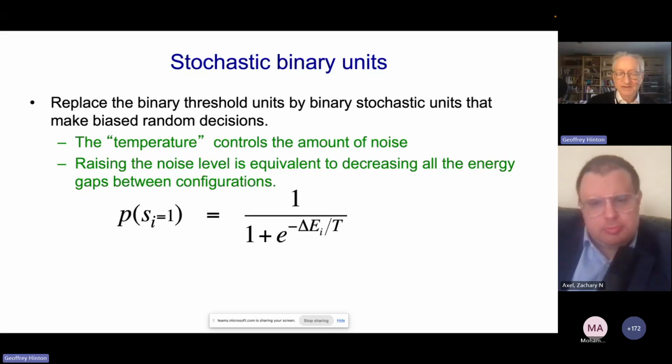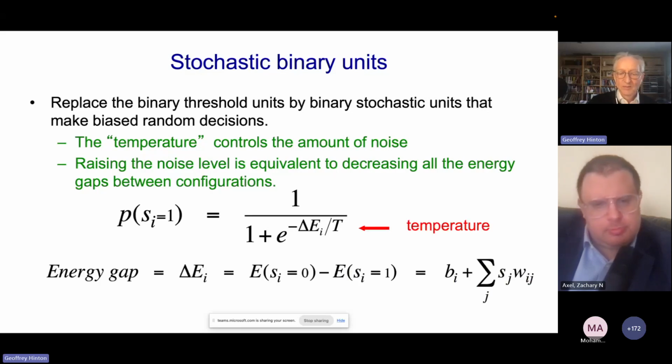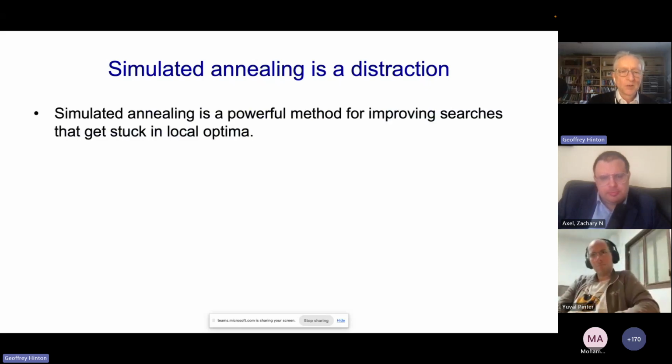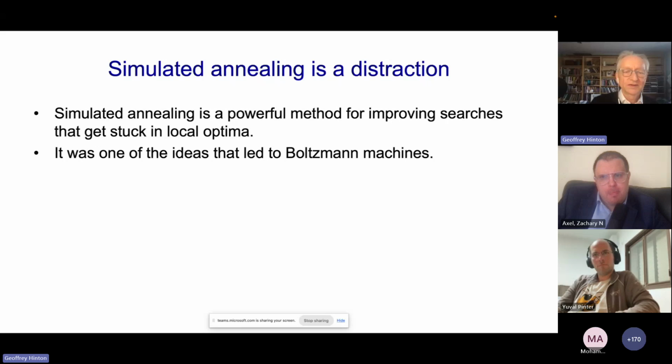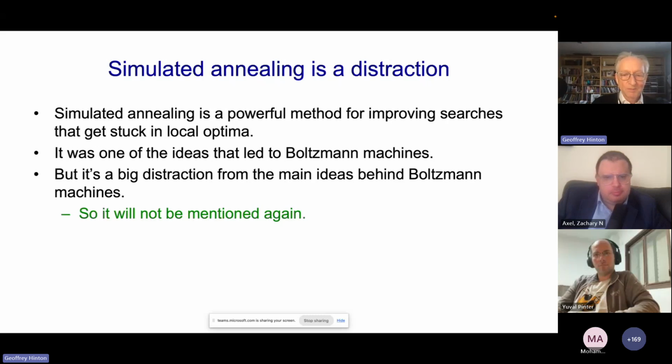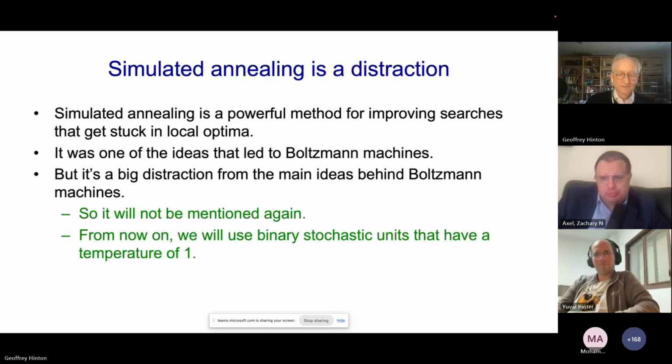So that seemed like a big advance for Hopfield nets. They could do simulated annealing. I'm just reminding you of the equation for the energy gap, which is just the difference between the energy with the unit off and the energy with the unit on. But simulated annealing turned out to be a distraction. It's still useful, but I don't want to go into all the complications of that. So what we're going to do is just stick with a temperature of 1 now, so that we can get at the main idea behind Boltzmann machines. So we won't mess with the temperature, we'll just set the temperature to 1. Okay.